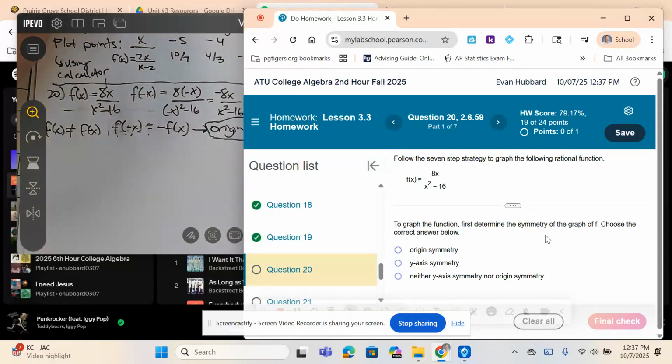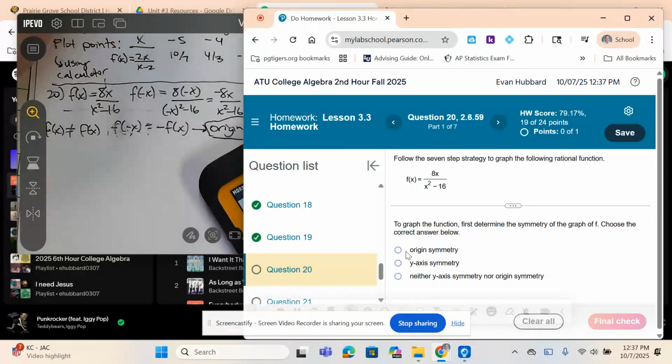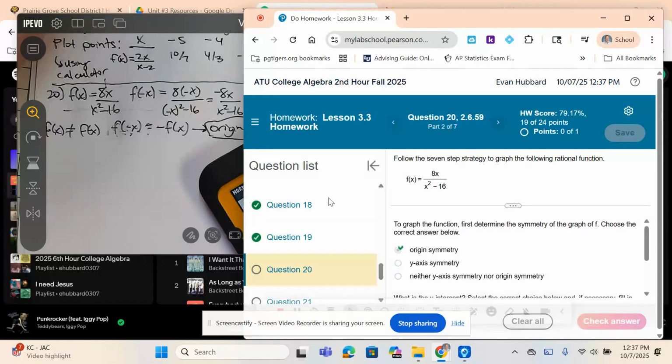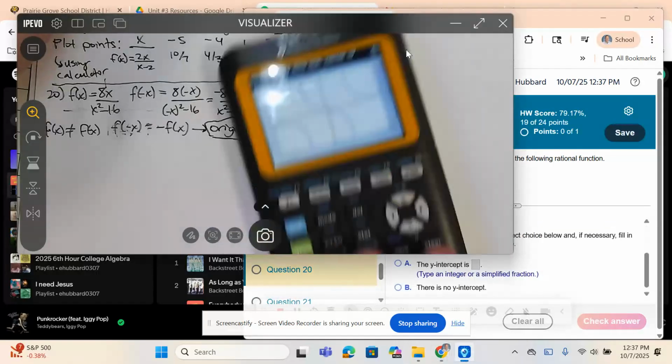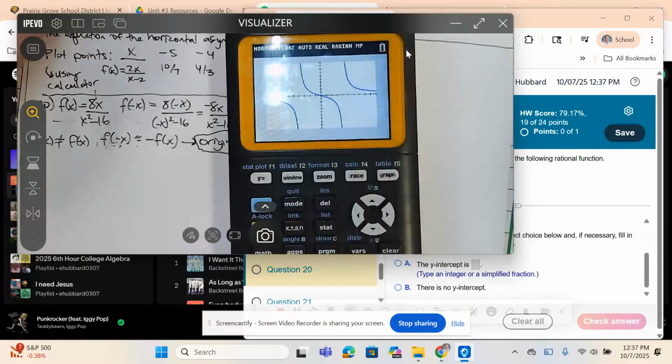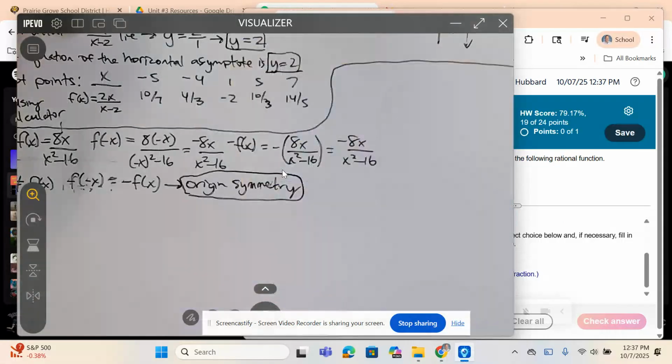I was going to show you on the graph. If you look at the graph, if you look in perspective from the origin, it's symmetric. From the perspective of the origin, the middle, it's symmetric. So you can tell that by graphically looking at it.